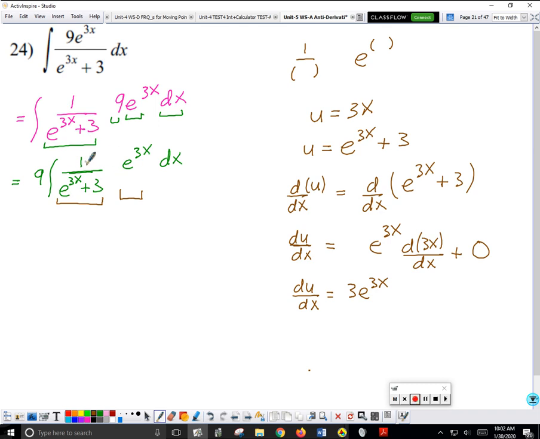This one's much better. This something came from here, so the derivative of this something is supposed to be this. Well, e^(3x) and 3e^(3x) are the same function, except this multiplier is 1 and this multiplier is 3. You don't have to worry about the multiplying coefficient. It's going to factor out anyway. So that's a match. That's good news.